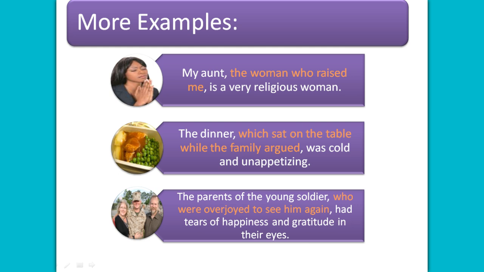My aunt, the woman who raised me, is a very religious woman. The dinner, which sat on the table while the family argued, was cold and unappetizing. The parents of the young soldier, who were overjoyed to see him again, had tears of happiness and gratitude in their eyes. Again, on this, you can see that the independent clause in white stands alone as its own independent clause or its own simple sentence. The clauses in yellow or orange are the dependent clauses which interrupt that independent clause. They have subject and verb, but they cannot stand by themselves and make sense. We have to connect them to the rest of the sentence with commas.